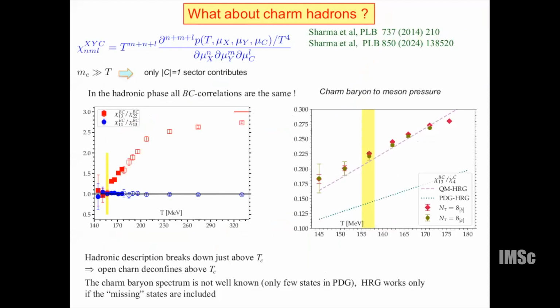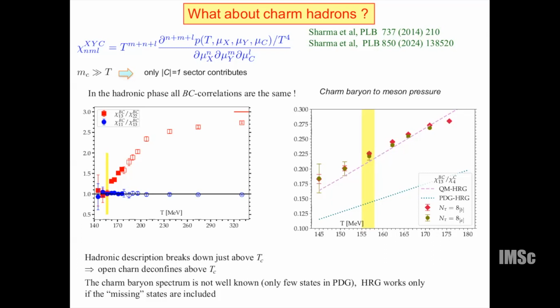Okay, so now we could also look at charm degrees of freedom. We could calculate these generalized susceptibilities also for charm, and again look at the ratio of different charm-baryon correlations, which in a hadron gas should all be 1. In the quark gas, they could be very different from 1. And the calculation shows this transition from 1. That's because in the hadron gas, all the charm baryons are responsible for the baryon-charm correlation, whereas at high temperature you have the charm quark, which carries 1/3 of baryon number and 1 unit of charm. So that's why this ratio goes to 1/3.